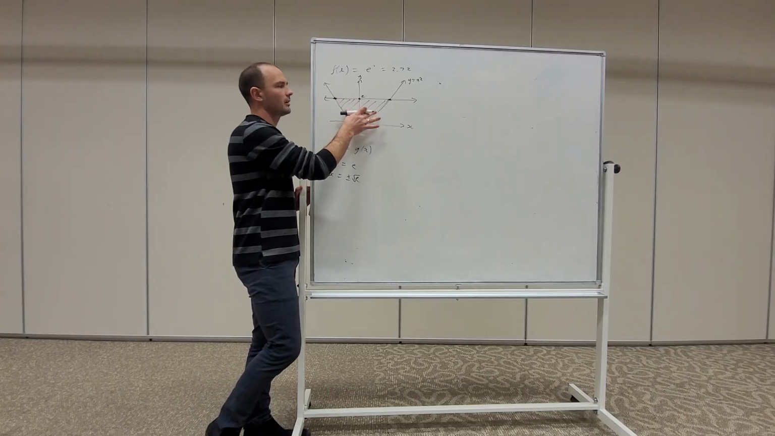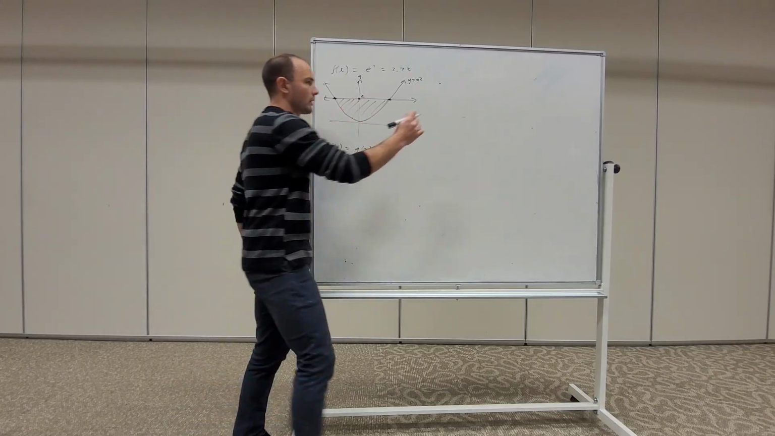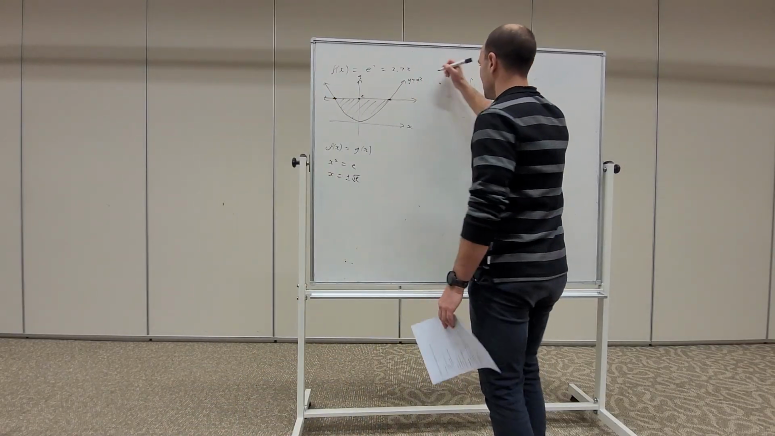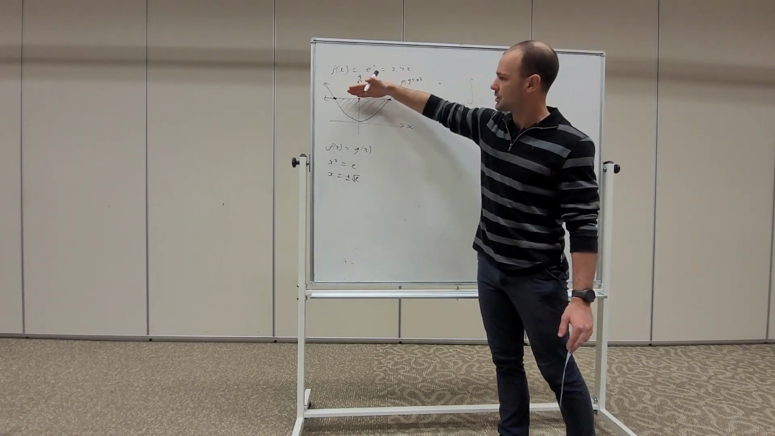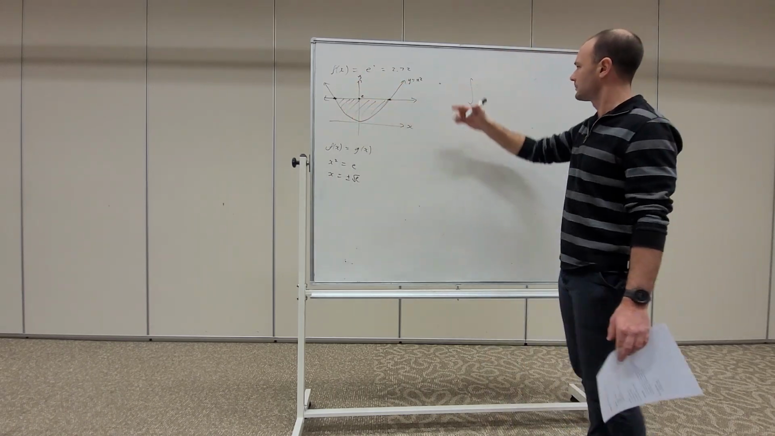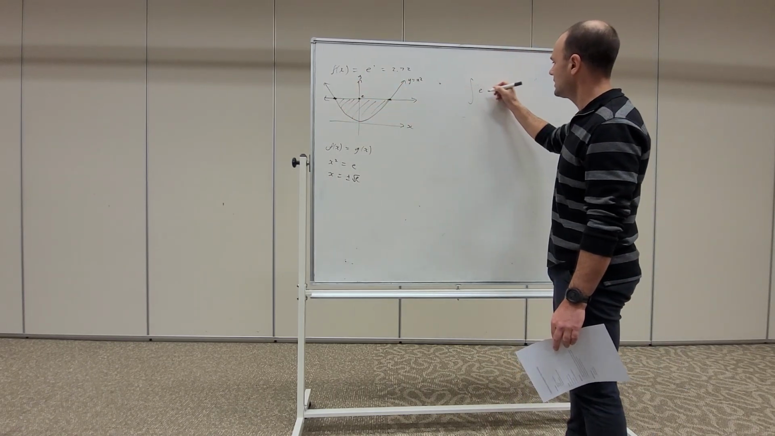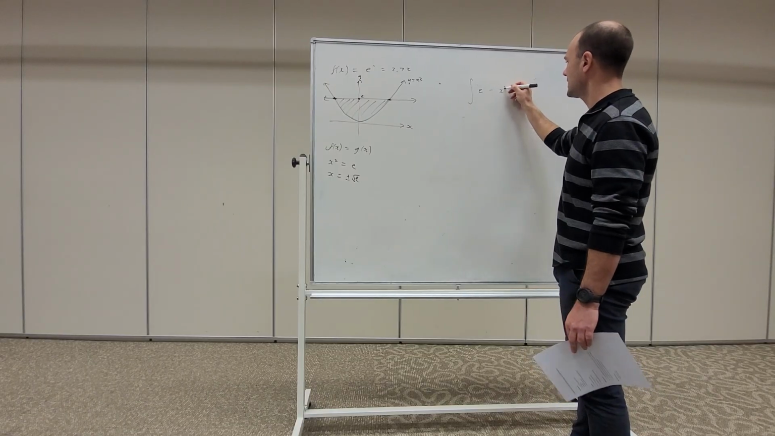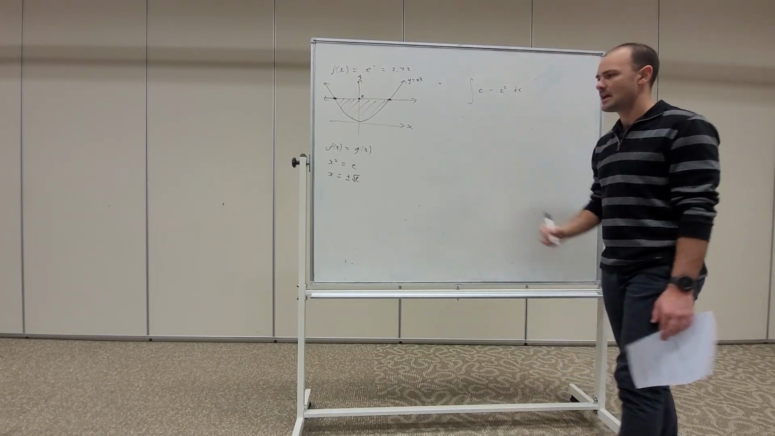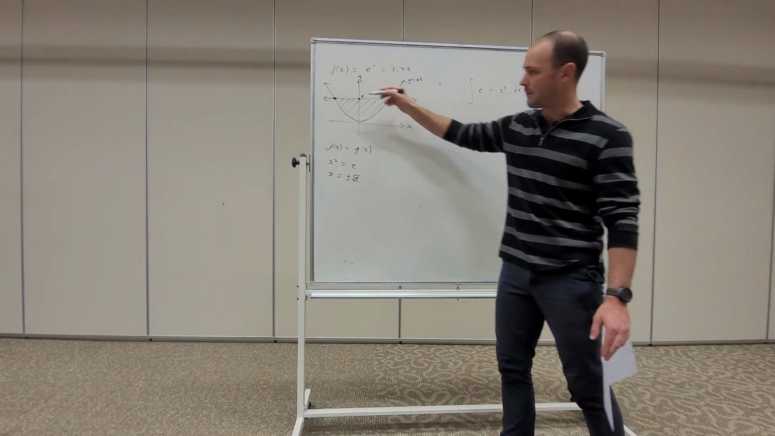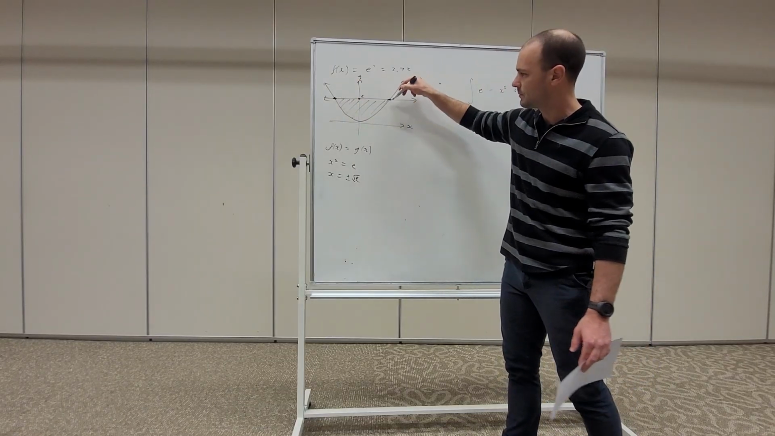So for this integral, we're going to come up here and do it. The area is going to be the integral of the top function, take away the bottom function. So we have the integral of e take x squared with regards to x, and we're integrating from minus root e to positive root e.